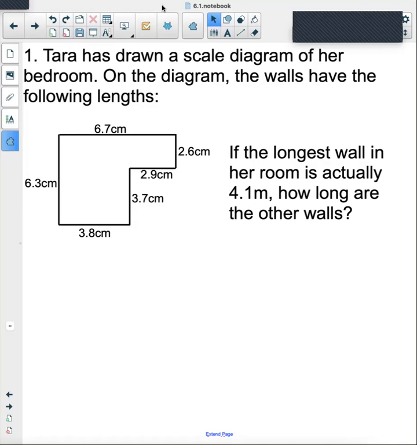Okay, so let's look at this image here and try to find the longest wall. The longest wall there is 6.7. Okay. And the actual measurement is 4.1 meters. Okay. So let's write our scale factor formula.